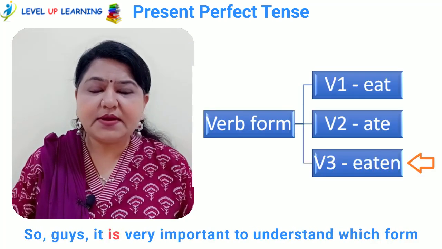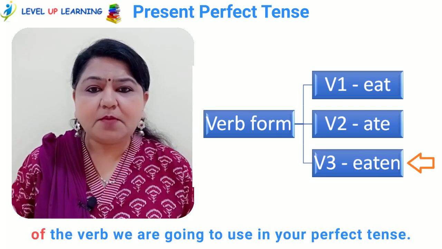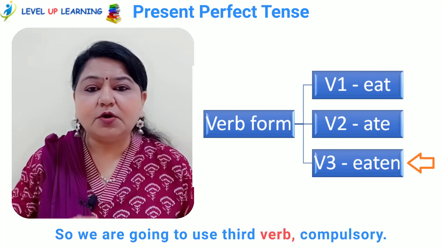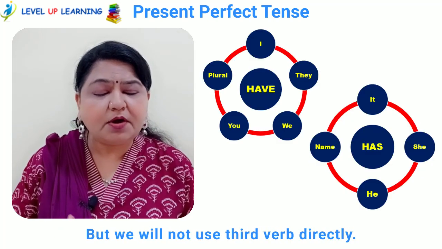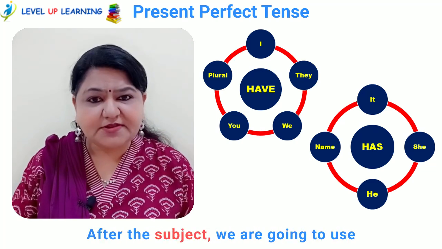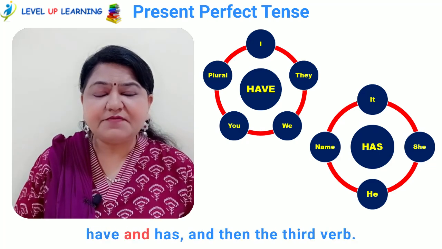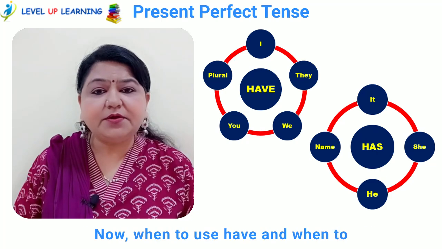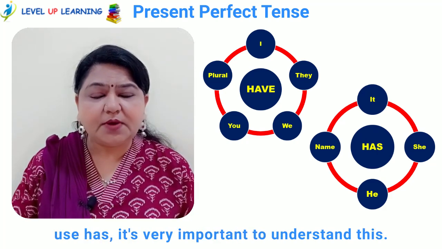So guys, it is very important to understand which form of the verb we are going to use in perfect tense. So we are going to use third verb compulsory, but we will not use third verb directly after the subject. We are going to use have and has and then the third verb. Now when to use have and when to use has. It's very important to understand this.